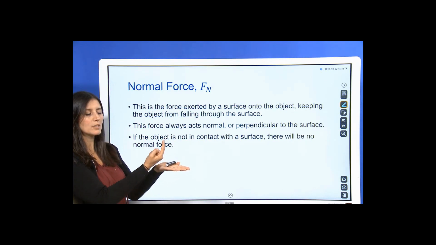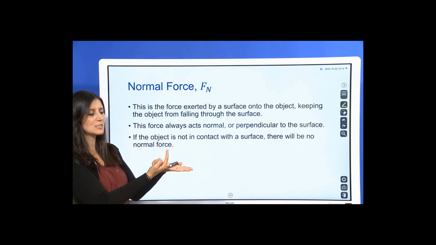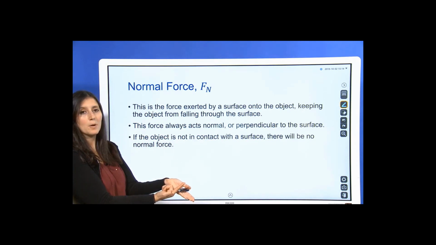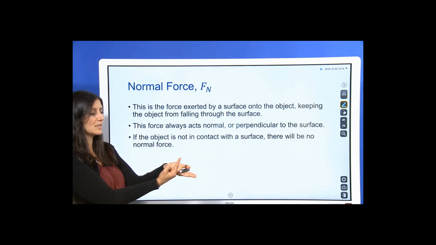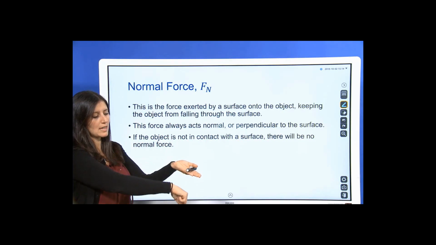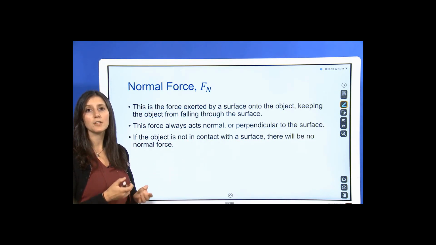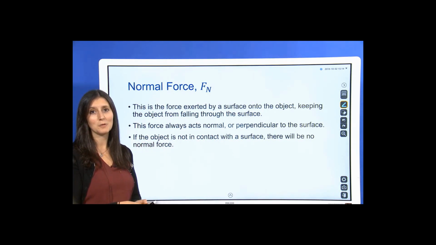Okay, so that force is always normal or perpendicular to the surface. In this case, it would be pointing straight up. If my table was like this on an angle, my normal force would then point in this direction, perpendicular to the surface. Okay, so it's always going to be perpendicular to the surface that it's on. And the force of gravity always points straight down, no matter what angle the surface is at. If the object is not in contact with a surface, there will not be a normal force.